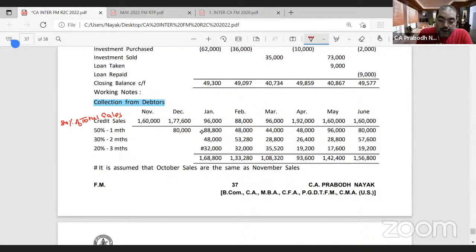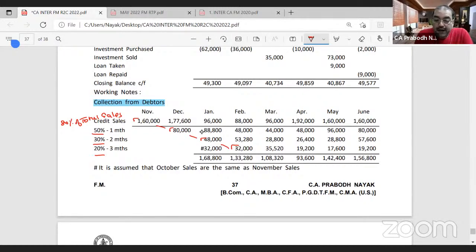November sales, look at this figure, 1,60,000. 50% of that is in December, 80,000. 30% of that is in Jan, 48,000. It comes diagonally. And 20% of 1,60,000 comes in Feb. So I have written here 50%, 30%, and 20%. You will find that all the figures will come diagonally like this.